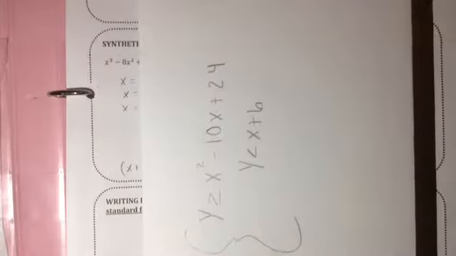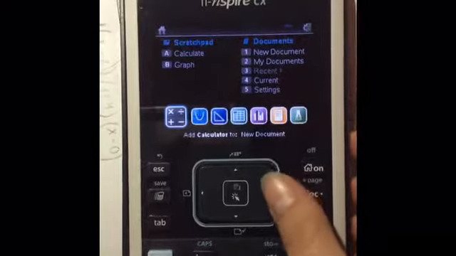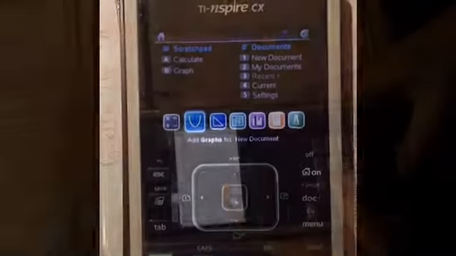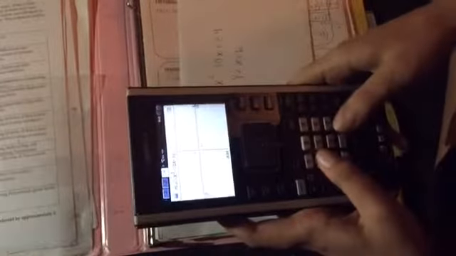For example, if you are working with this problem, when you are putting the equation into the calculator, you scroll over to this icon and click it. When graphing the equation, your inequality sign is used as an equal sign, so it's going to be x squared minus 10x plus 24, enter, and you get your first graph on the calculator.